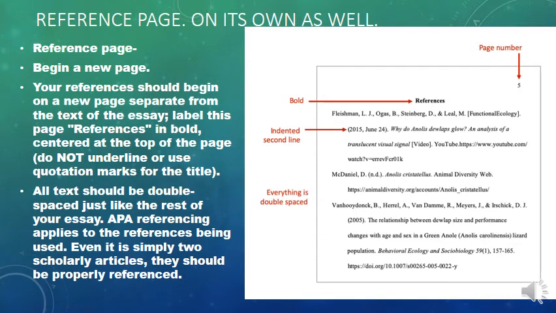So the last page, the reference page. Again, this begins on a whole other page. So this should be page 5 now. You're going to have references. Make sure it's in bold. Make sure you have the indented second line, in other words, a hanging indent. Everything should be double spaced. Let's see what else. Make sure you're also implementing the proper formatting for references.